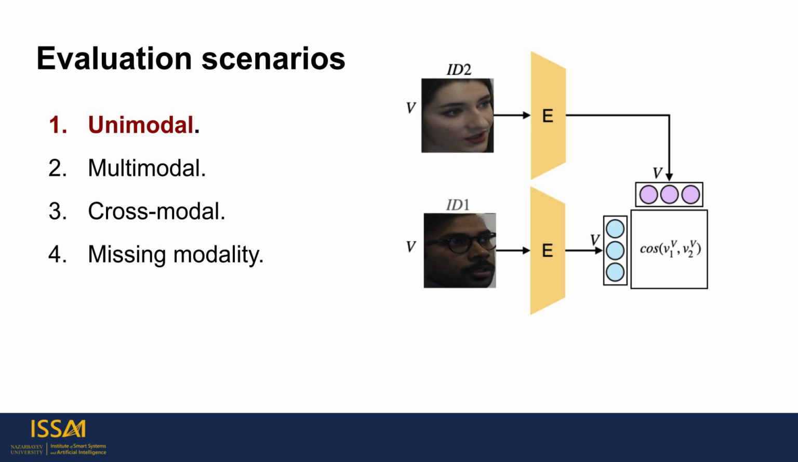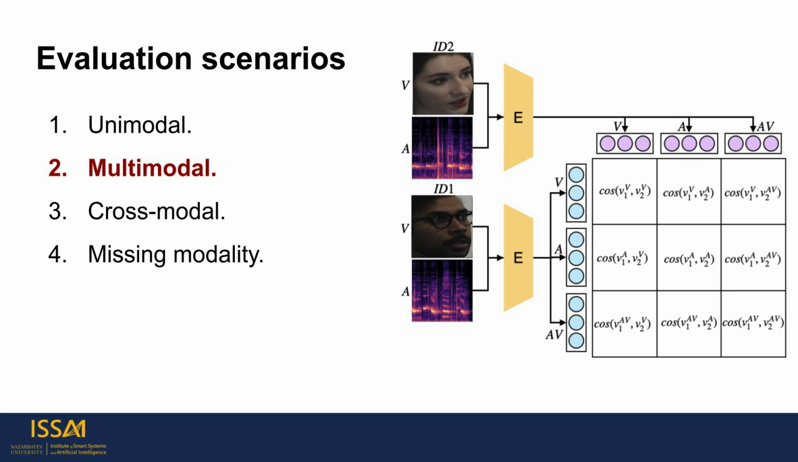The first one is the unimodal case, in which both ID1 and ID2 contain a sample of the same modality. In this example, the model is evaluated on the visual data only. Next up is the multimodal case, in which each person is represented with the same set of modalities. In this particular bimodal case, both visual and audio data are available for each speaker. So 9 possible evaluation scenarios are possible as depicted on this diagram.